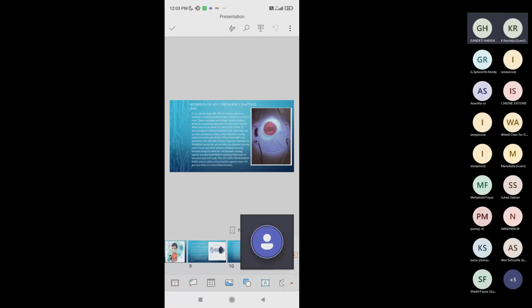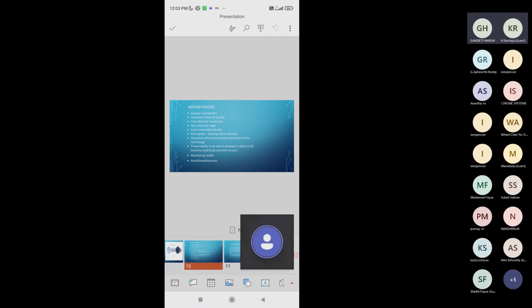Now I will discuss the advantages. It prevents diseases like asthma and some air-related diseases, and it improves the airflow and quality. It is a cost-effective investment, and it is environmentally friendly. It kills rapidly, starting within seconds. A microbial cell cannot develop resistance to this technology. It has a proven ability to kill bacteria, mold, fungi, and even viruses. And it has health monitoring.